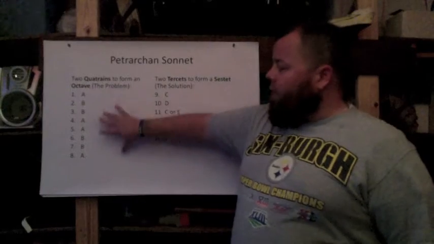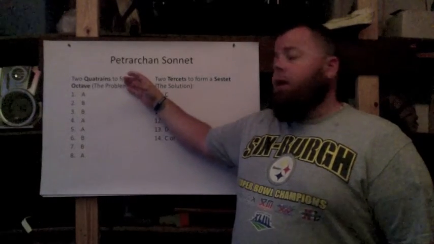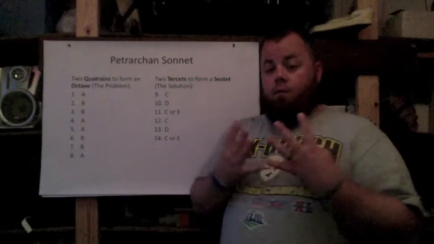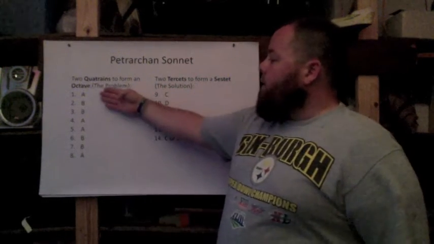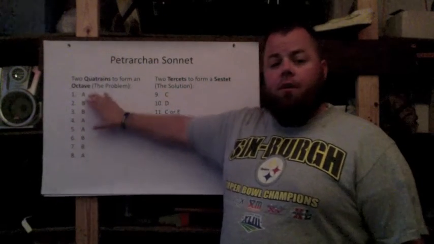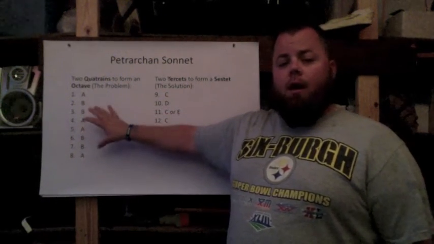If we look at the very first part, we have two quatrains, which are 4 lines put together that make an octave. So 4 and 4 make 8. The Petrarchan sonnet has an ABBA rhyme scheme. So we see our two groupings of 4 lines that make our octave.